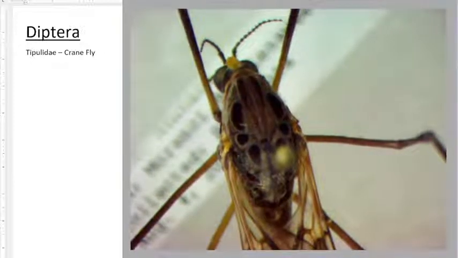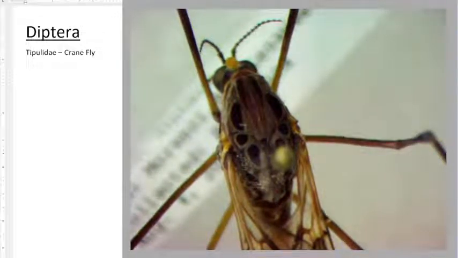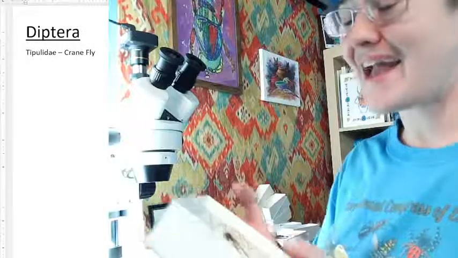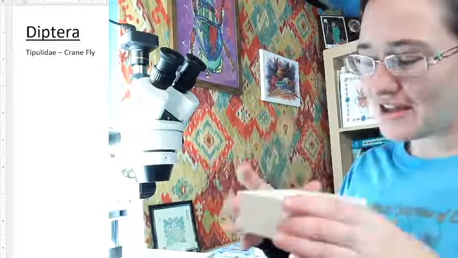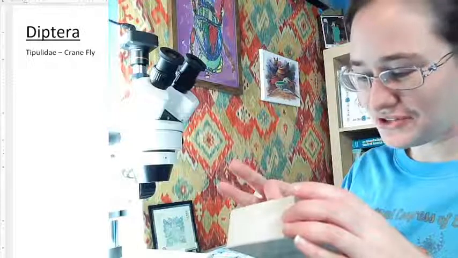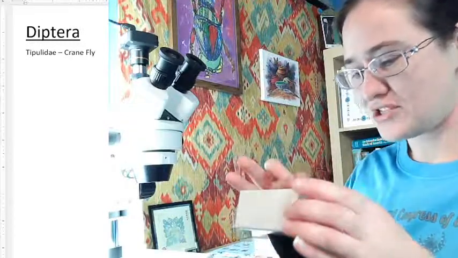Give you a cool view of the crane fly before we say goodbye. Yeah, so they don't eat mosquitoes, ladies and gentlemen. There's no need to squish them.